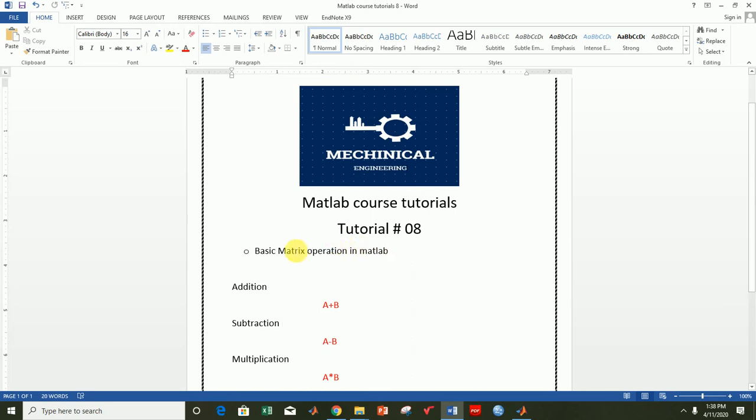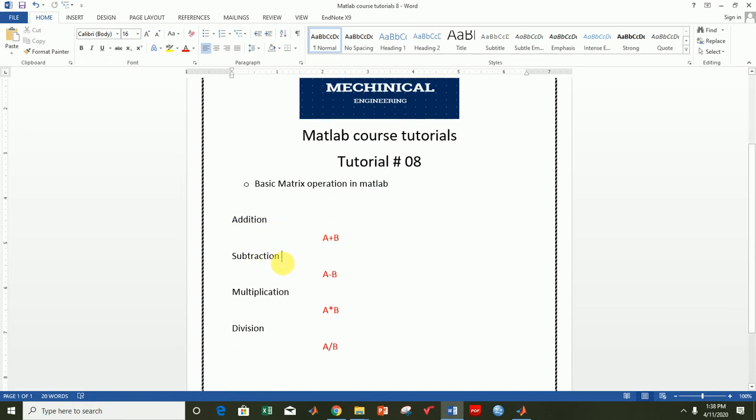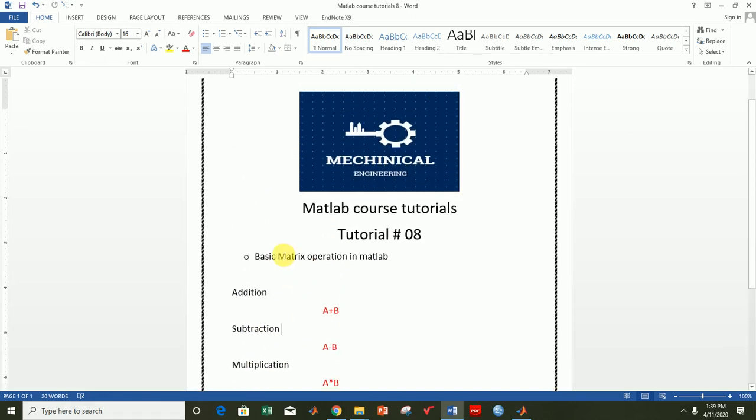So in this tutorial I'm going to show you how to perform some basic matrix operations in Matlab, like addition, subtraction, multiplication and division. So let's do this one by one.